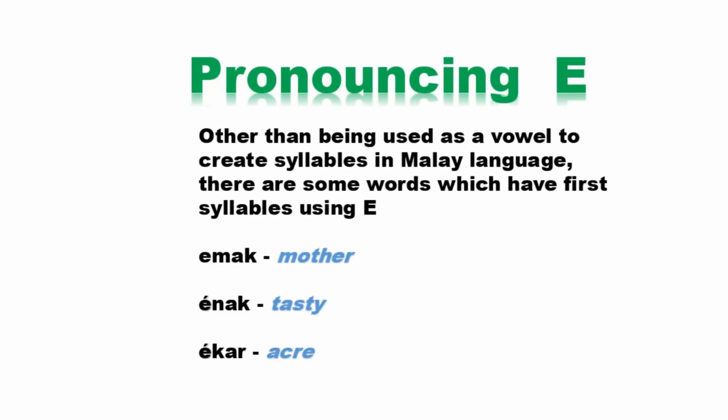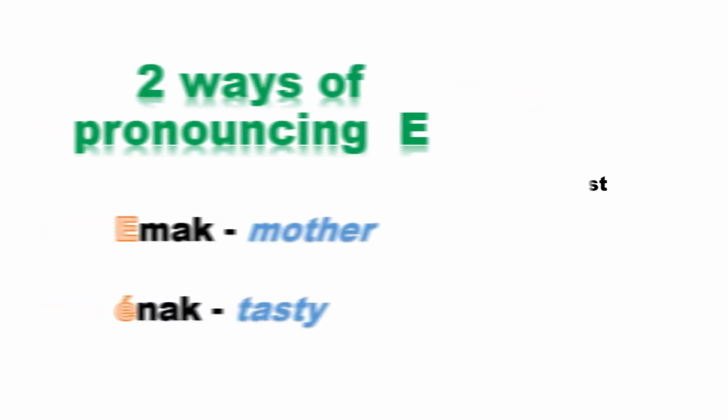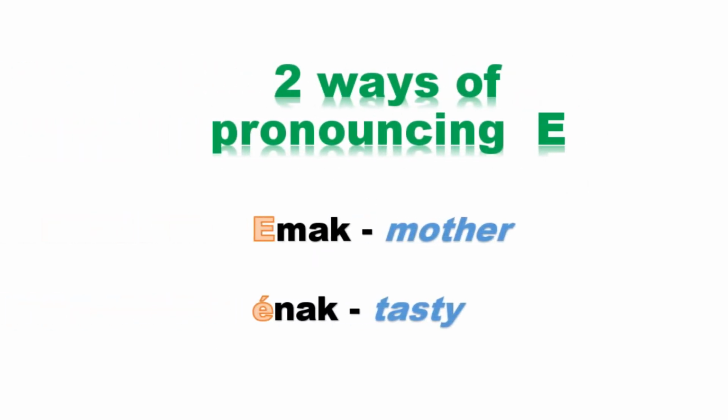Pronouncing E. Other than being used as a vowel to create syllables in Malay language, there are some words which have first syllables using E. Emak, enak, ekar. If you notice from the examples, there are two ways of pronouncing E. The first E in emak is called E pepet in Malay, and the second E with the accent mark is called E taling. Don't worry, you don't have to memorize the terms.